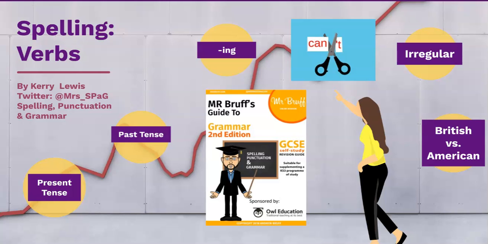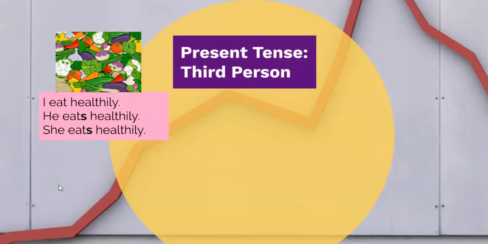Today I'm going to talk about how to spell verbs. Most verbs are doing words, but not all, and that's the subject of a different video. We're focusing on spelling today, and we'll begin by looking at how to spell words in the present tense. The simple present tense is used to talk about things that you regularly do.